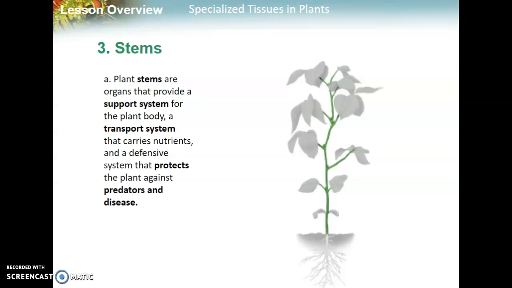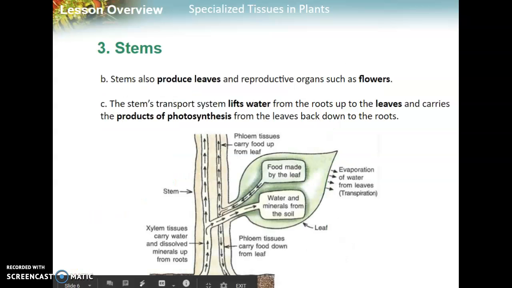The stem's transport system contains tissues that lift water from the roots up to the leaves and carry the products of photosynthesis from the leaves back down to the roots. In this diagram, you can see the transport of water and nutrients going through the xylem tissue up and through the phloem tissue into the leaves and the stem.